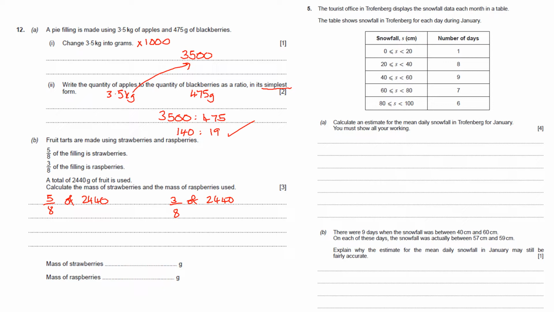In fact, this question could have said 5/8 are strawberries and the rest is raspberries. It didn't need to say 3/8. Could have just said the rest. And a lot of questions will do that. They'll give you one fraction and say just the rest is raspberries.